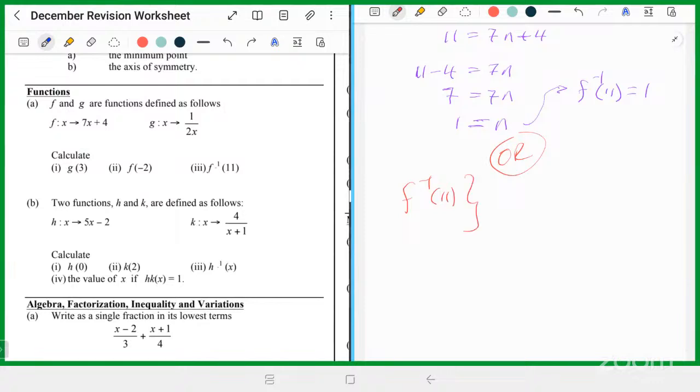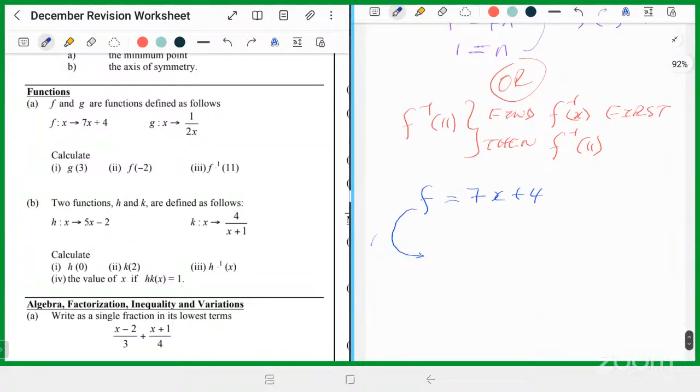So to do this, we'll find f to the minus 1 of x first, then we can substitute 11 in it and get f to the minus 1 of 11. And that's the traditional way most people do it. So to find f to the minus 1 of x first, we start with f equals 7x plus 4. Notice I've left off the of x, and then I form the inverse function. Inverse it. So we're forming the inverse right now.